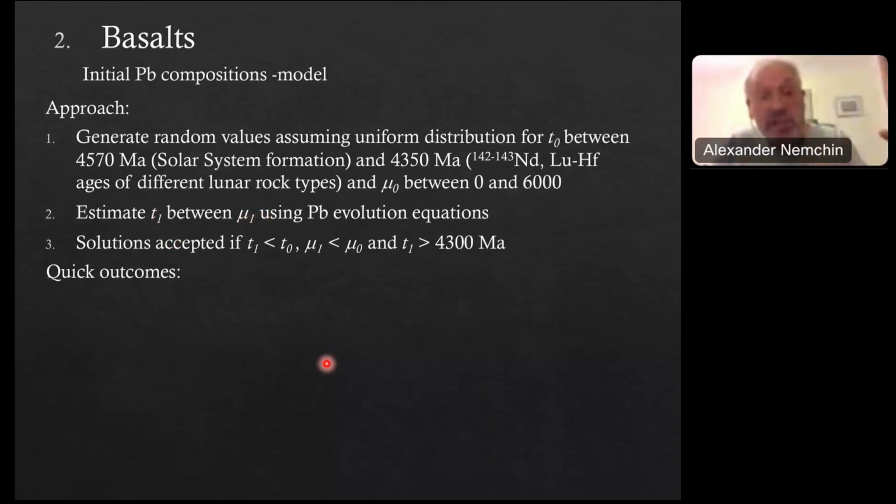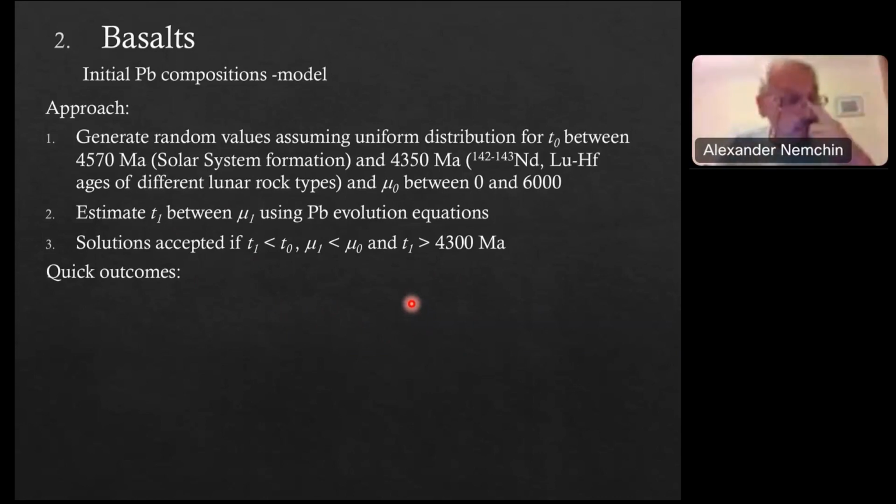Okay, some of the solutions are going to be completely crazy, so we usually filter them. We don't want T1 to be larger than T0. We don't want our source formed before the moon formed. We also don't want mu1 to be more than mu0, again because of partitioning. And let's limit T1 to 4.3 billion years.